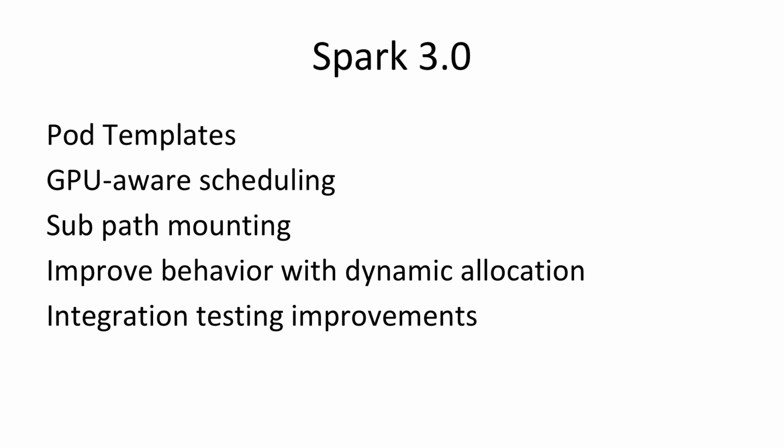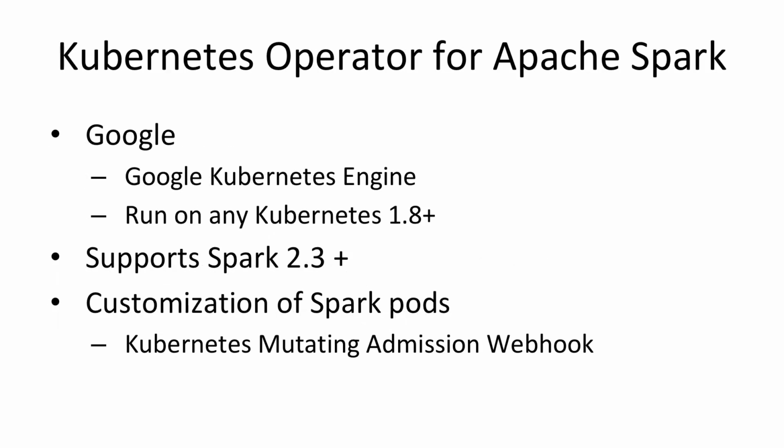Pod templates, which is going to be related somewhat to what we're going to be talking about in a few minutes in terms of the Spark operator. GPU-aware scheduling, so that you can make pods run on GPU nodes. Subpath mounting, in other words, now when you mount volumes, you can only mount a root volume, but they've added subpath mounting of volumes. Improving behavior with dynamic allocation and integration testing improvements. Those are some of the big categories. There's many more. There's probably 100. You go into JIRA and you'd find 100 issues and new features and improvements that have been resolved or are at work.